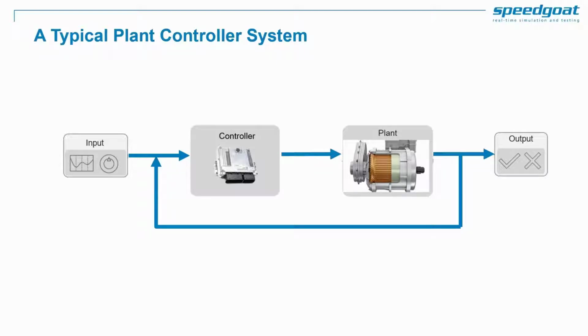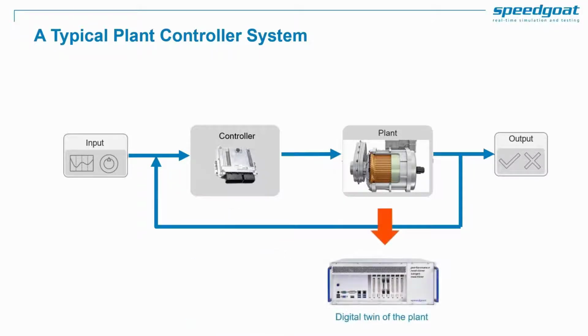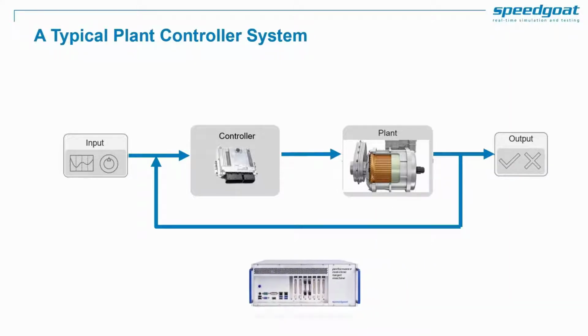To start with prototyping your controller, you could use the Speedgoat hardware, the real-time target machine, as a prototype of your controller. As a next step, if you want to test your controller operation in real-world scenarios, you can do this by connecting a real controller to the Speedgoat hardware, which acts as a digital twin of the plant. As you can see, the real-time target machine forms an essential component to prototype a controller or create a digital twin of the plant. Having these customized according to the needs of your project is of utmost importance.